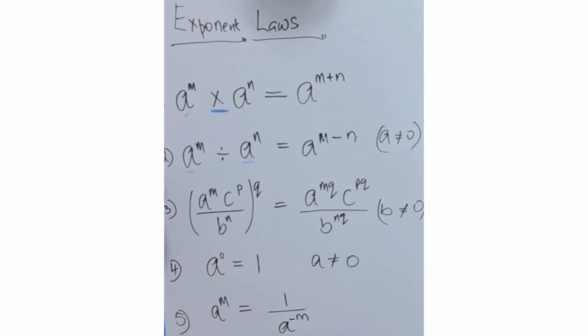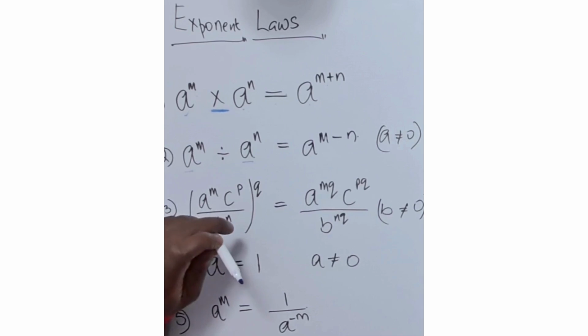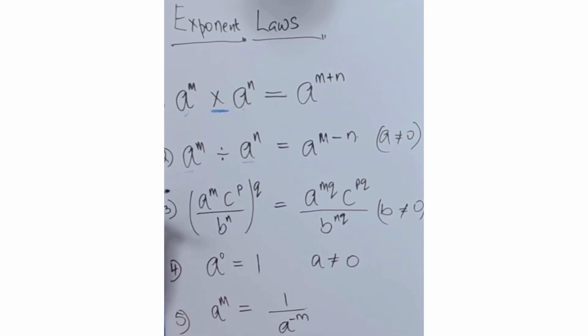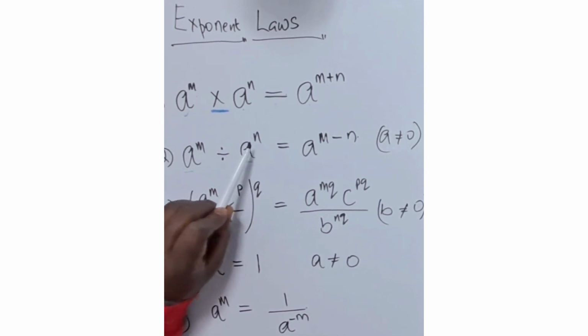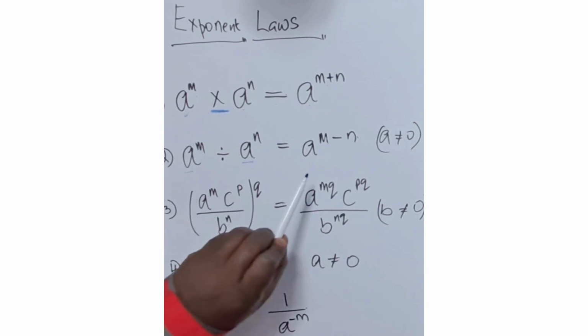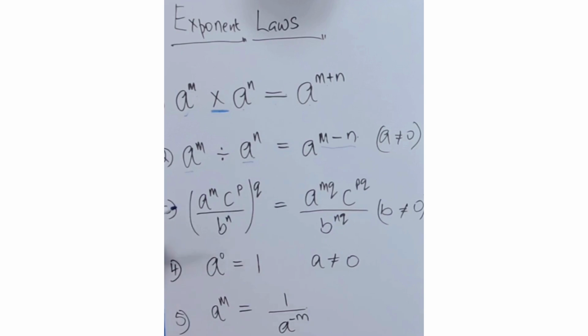What is even more important for this law is that when you're subtracting the exponents, you subtract the exponent of your denominator from the exponent of your numerator. In this case, the denominator is a to the power n, and the numerator is a to the power m, which means we're going to subtract n from m. That's why we have m minus n.